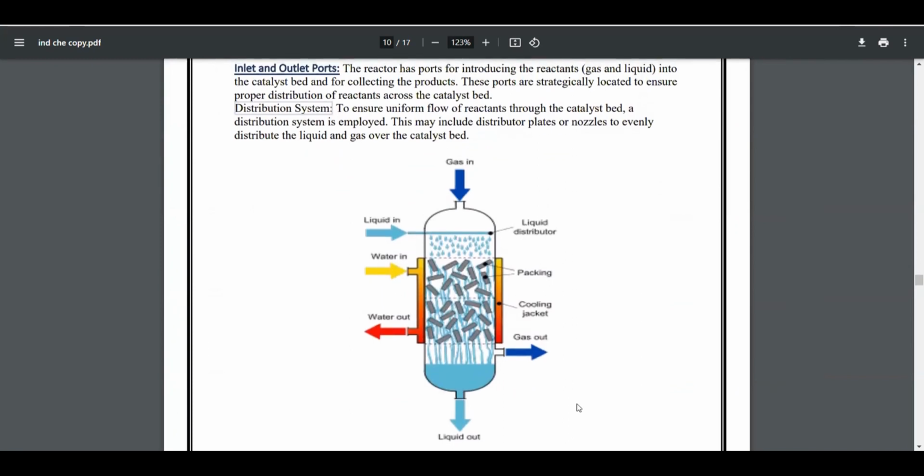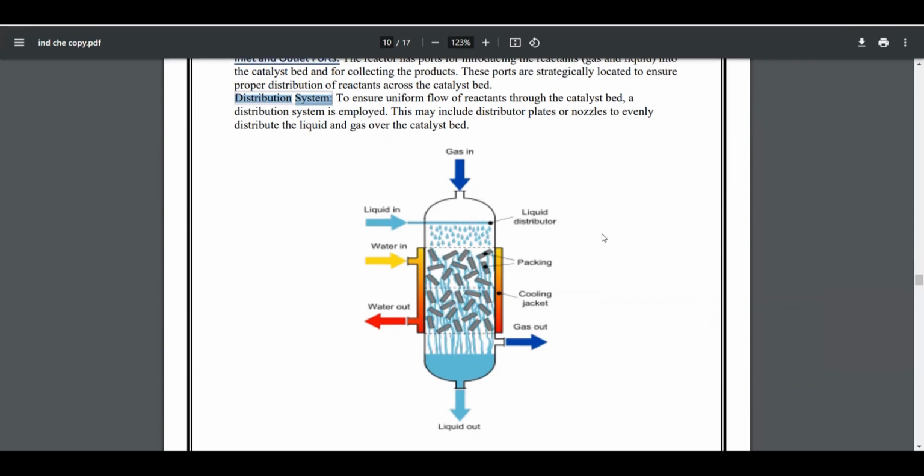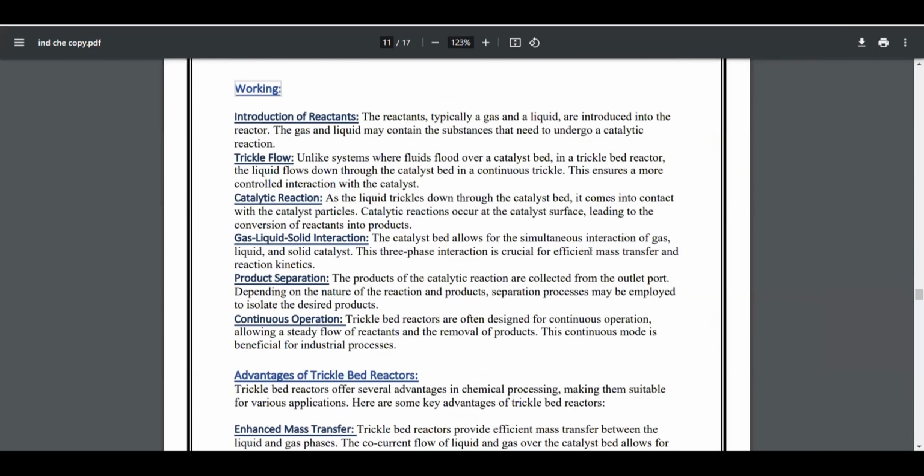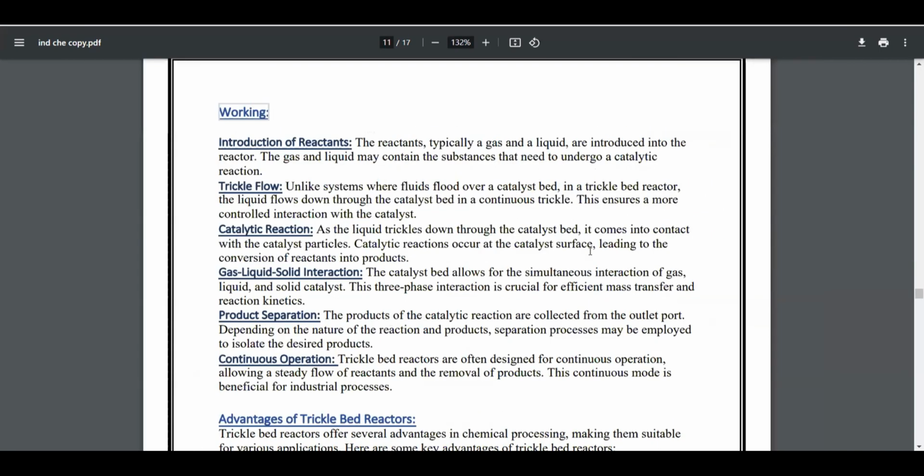Then there are inlet and outlet ports also present inside the reactor. Inlet is used for the introduction of the reactant, gas or liquid, into the catalyst bed, and the outlet is used for the collection of the product. The purpose of these ports is to ensure the proper distribution of the reactant across the catalyst bed. The distribution system is also present inside the reactor, and its purpose is to ensure the uniform flow of the reactant to the catalyst bed. This may include distributor plates or nozzles to evenly distribute the liquid and the gas over the catalyst bed. Because of this distribution system, the reaction occurs in an organized manner.